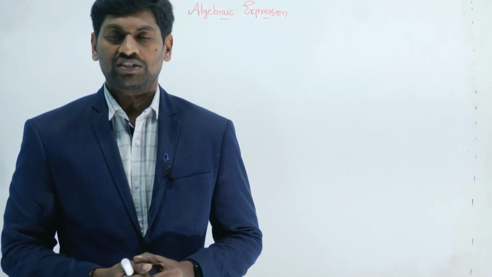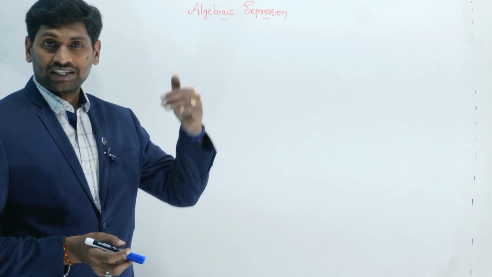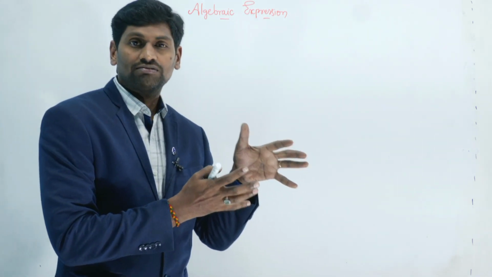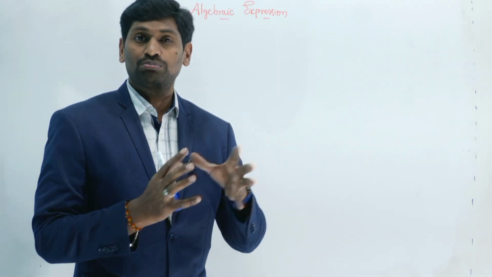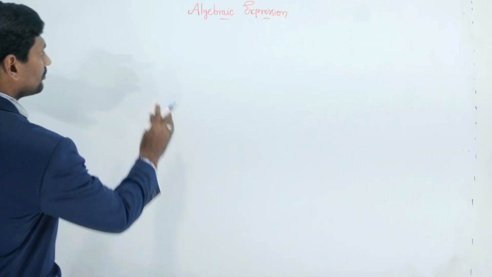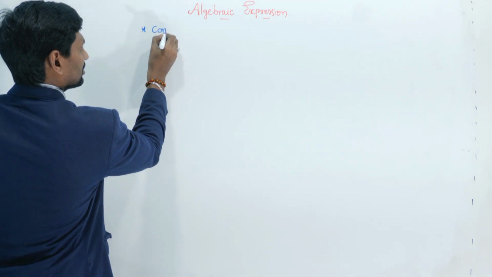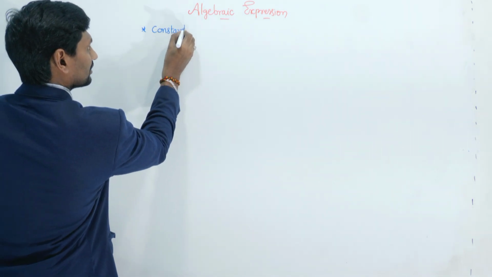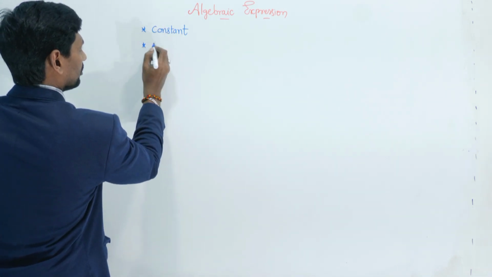This is one of the branches of mathematics, algebra, which involves variables and numbers. First of all, we should know what is a number, what is a constant, what is a variable, then terms, expressions, like some definitions. So let us discuss the definitions first. Okay. So first of all, what is a constant? Then we should discuss variable.